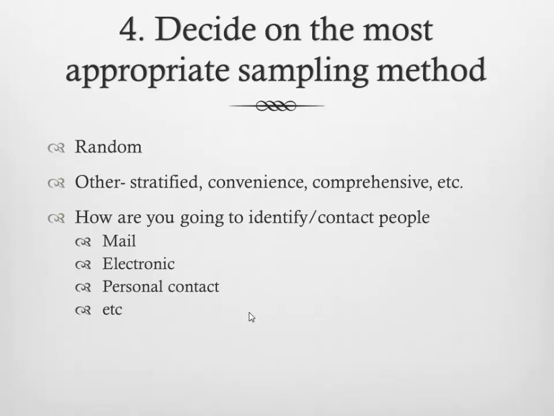So number 4, decide on the most appropriate sampling method. And we've talked about a variety of sampling approaches: random sampling, stratified, convenience sampling, and so on. Which approach is going to be most effective and appropriate for you in this research study or program evaluation? And how are you going to identify the population and the people in your sample? How are you going to contact people?